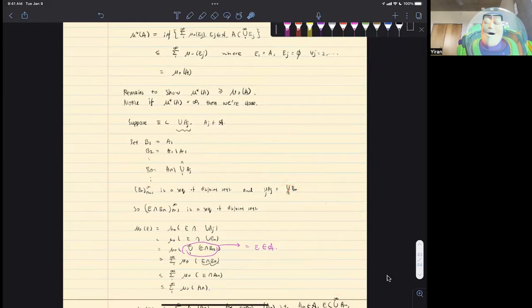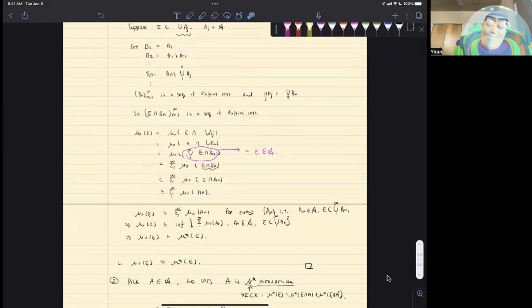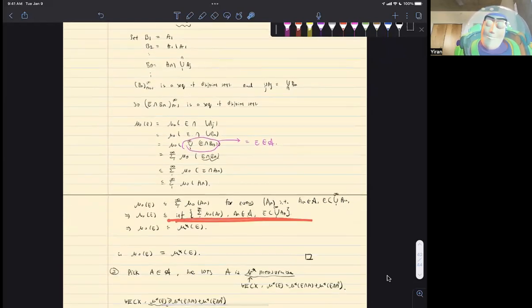So once we show it is smaller or equal than all possible elements in that collection, it is definitely smaller or equal than the infimum of that. So our goal is actually to choose an arbitrary element from that infimum collection. We're trying to pick an arbitrary thing from this collection, and we're showing that mu naught of E is smaller or equal than this arbitrary element in this collection.